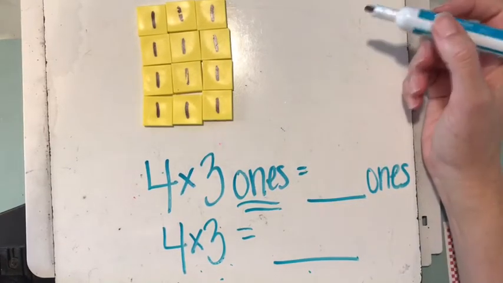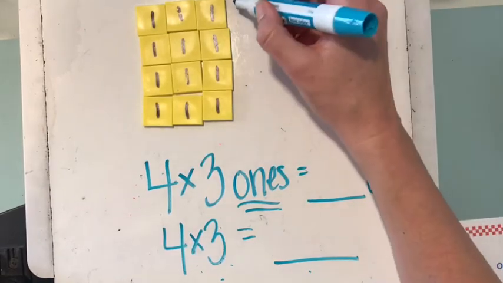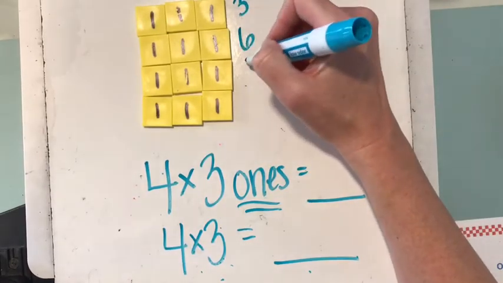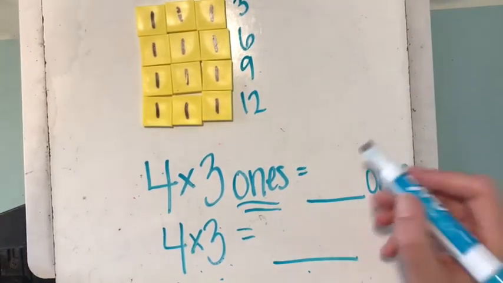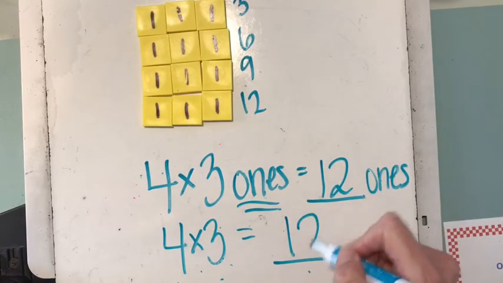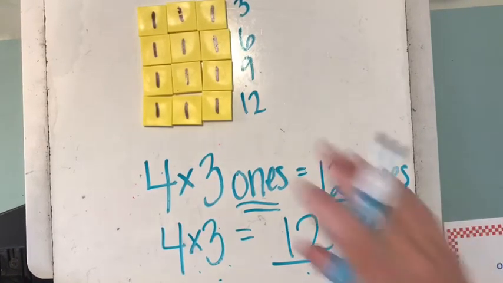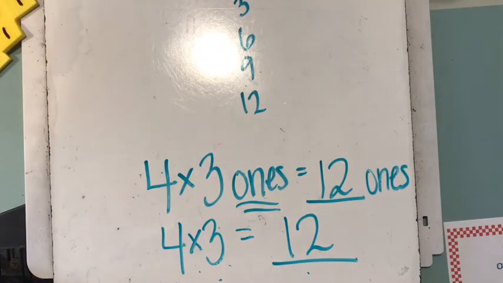So what can we do to solve this? Well, how about we count by threes, right? 3, 6, 9, 12. So I know my answer is what? 12 ones, or just 12. Awesome. Let's use our tens discs now to help us solve.